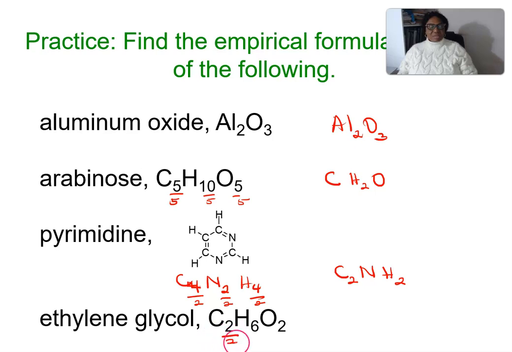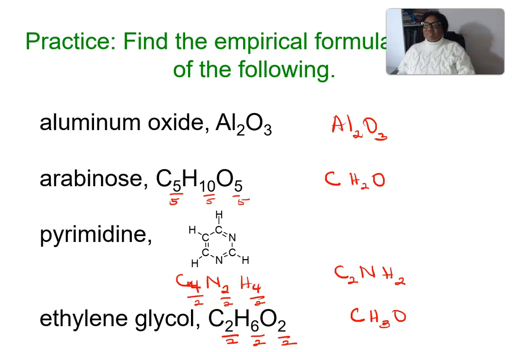Then let's look at ethylene glycol. You can divide this by 2, divide this by 2, divide this by 2. So its empirical formula is CH3O. So that is how you can come up with empirical formulas.